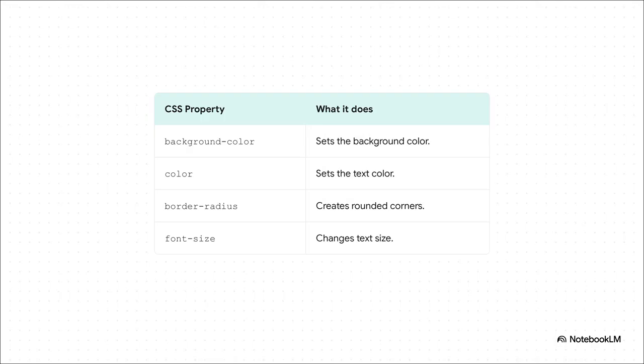And we do all that using what are called CSS properties. Things like background color, pretty obvious what that does. Then there's color, which handles the text itself. That border radius thing, that's the secret sauce for those rounded corners. And of course, font size, to make the text bigger and easier to read. Every property controls one tiny piece of the visual puzzle.